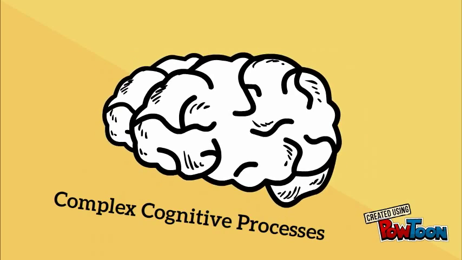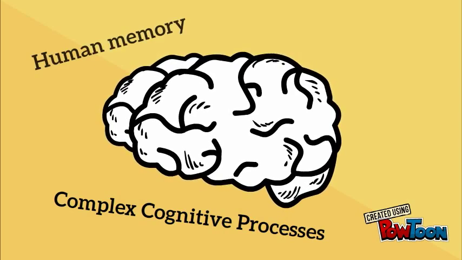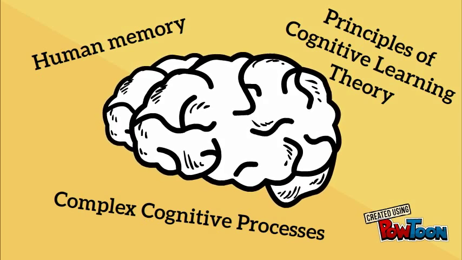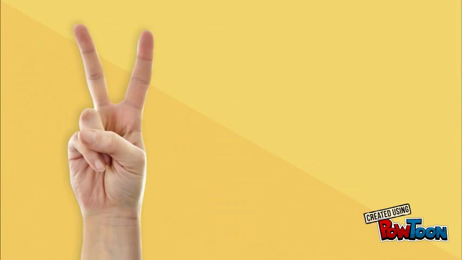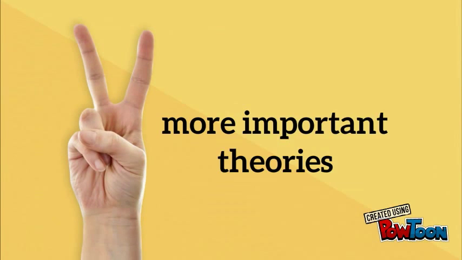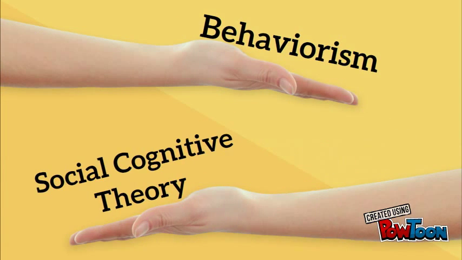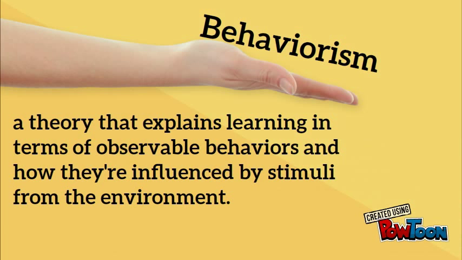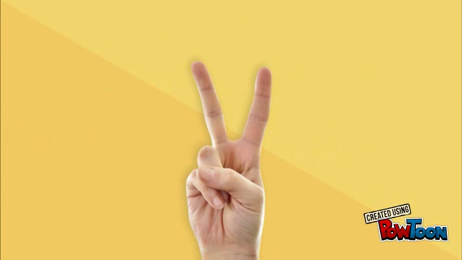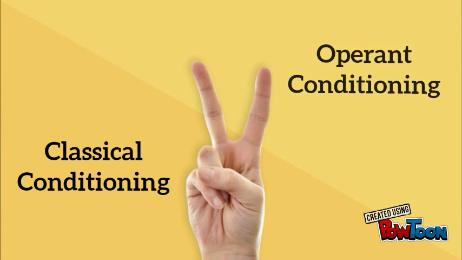So far, we've learned about complex cognitive processes, human memory, and the principles of cognitive learning theory. And now we're going to introduce two more important theories that you should take with you in the classroom. These are behaviorism and social cognitive theory. So, what are they? Behaviorism is a theory that explains learning in terms of observable behaviors and how they're influenced by stimuli from the environment. Behaviorism has two major components, classical conditioning and operant conditioning.